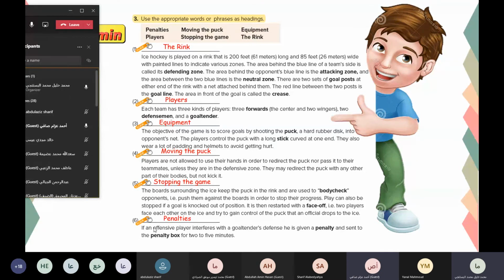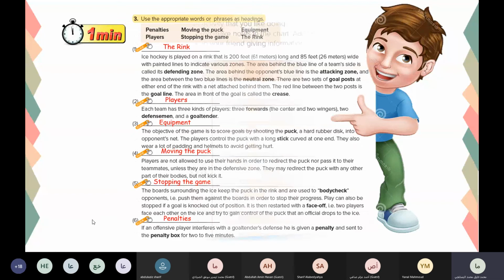Okay. Ahmad Azam. If an offensive player interferes with the goaltender's defense. Do you hear me, sir? Yeah. Continue. If an offensive player interferes with a goaltender's defense, he is given a penalty and sent to the penalty box for 2 to 5 minutes. Good. So this is about, let us say, exercise 3.